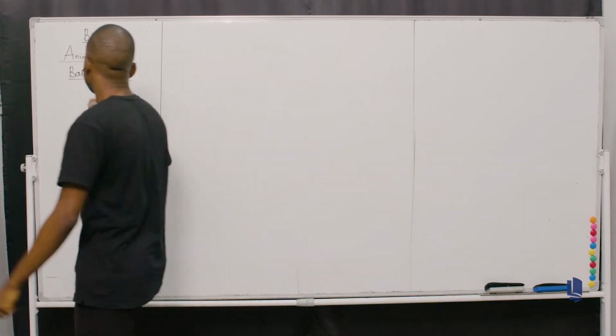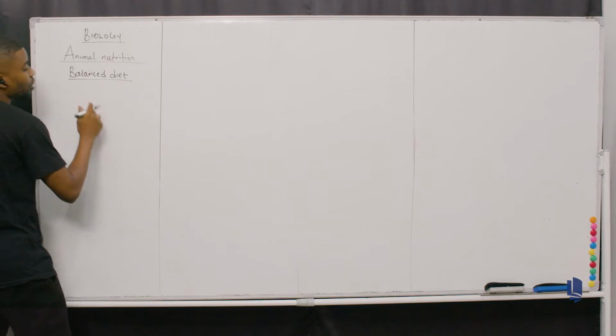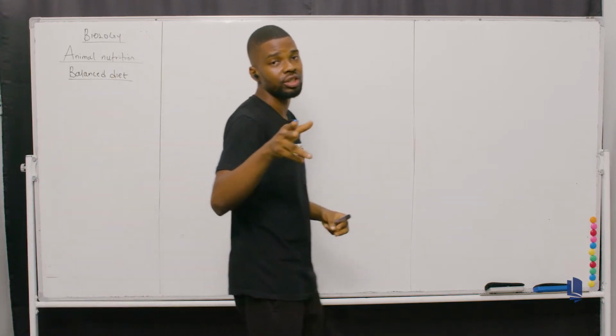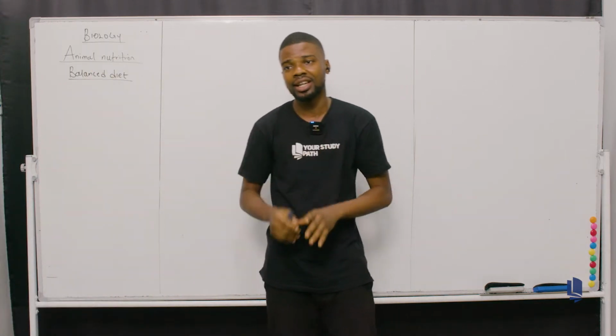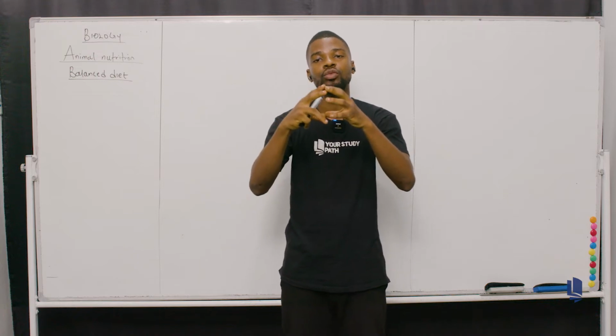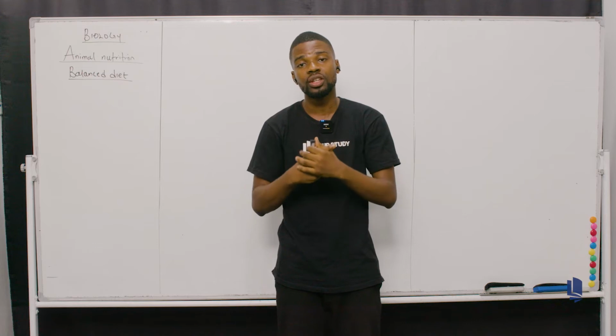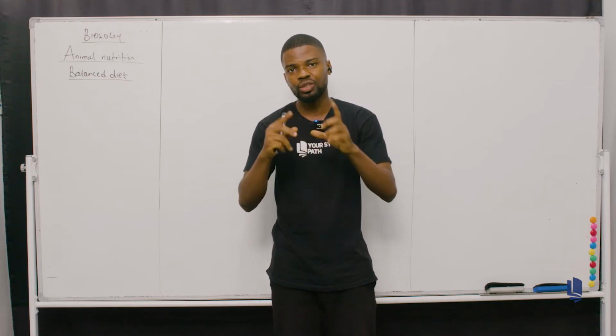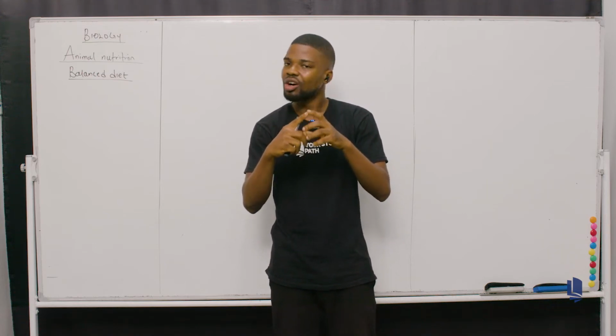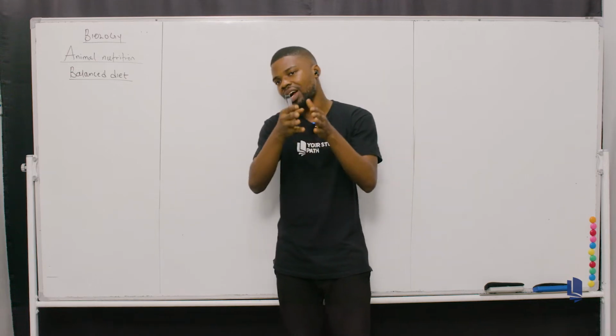So, like I said, the balanced diet, if you want to define it in the very right proportion, it's best to define it as an adequate amount of what? Nutrients that is necessary for what? Growth and what? Continuous metabolism. Don't go and say 6 because we don't have 6.